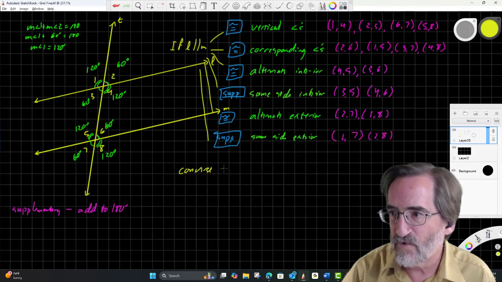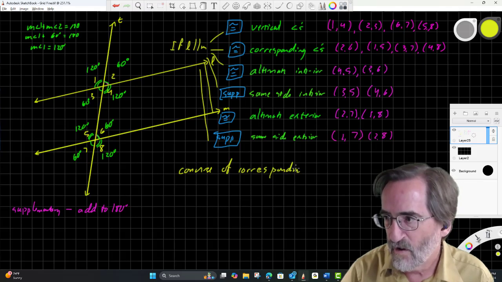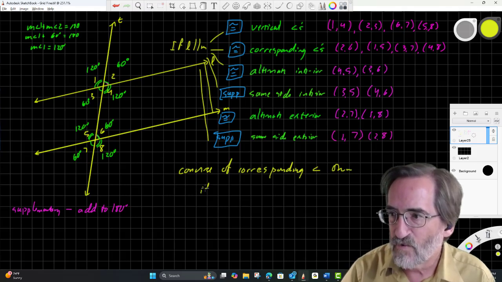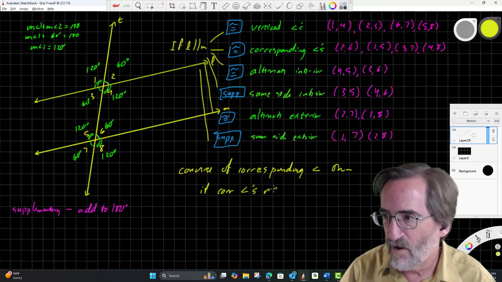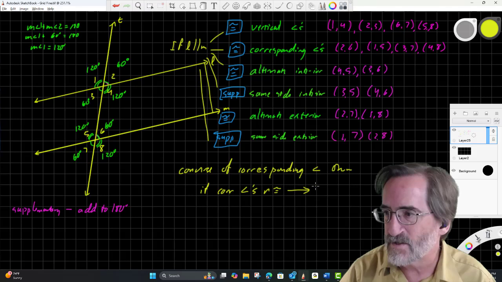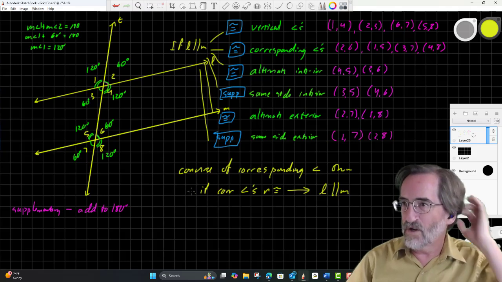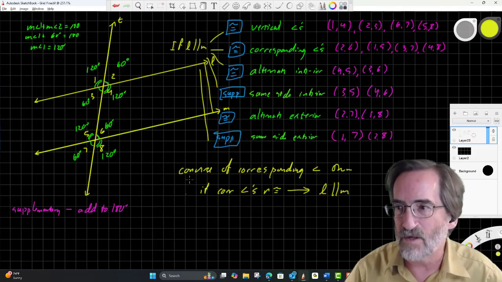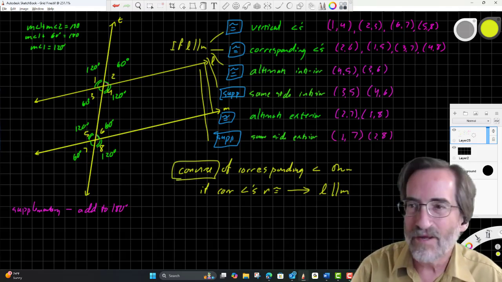The converse flows the other way. If I say the converse of the corresponding angle postulate or corresponding angle theorem, what I am saying is, if corresponding angles are congruent, then that means that the lines are parallel. So if we're concluding the lines are parallel, then we're using the converse rule. All right. That is parallels.